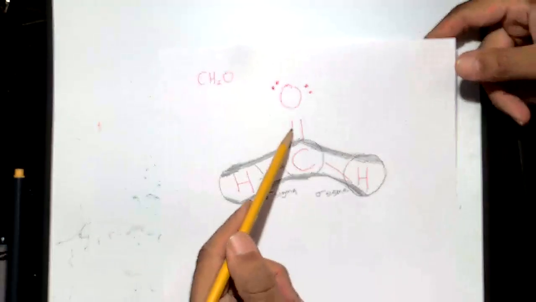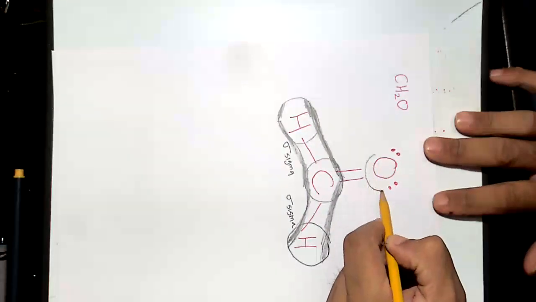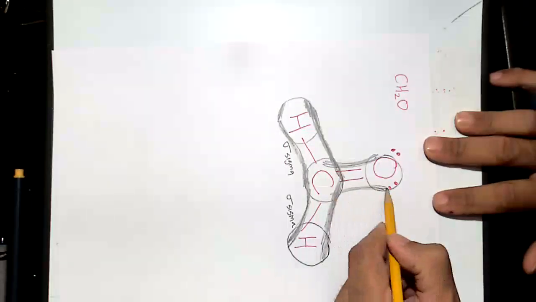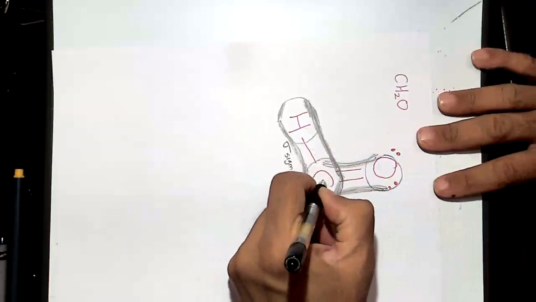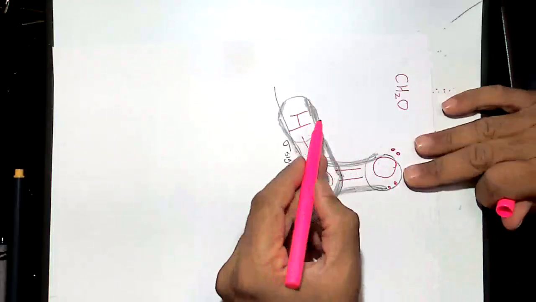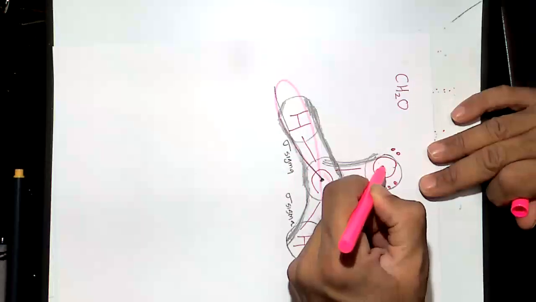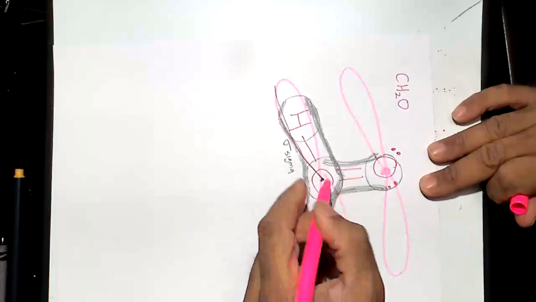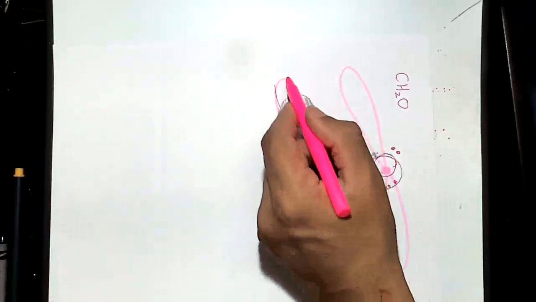What about the double bond here? Okay, a double bond is going to be one sigma. So we have the s orbital overlap. And what's the other orbital that will overlap? P. Okay. And those are p orbitals that are overlapping.